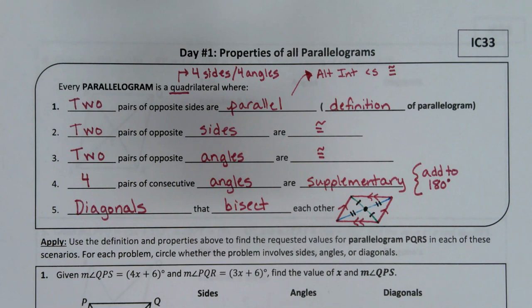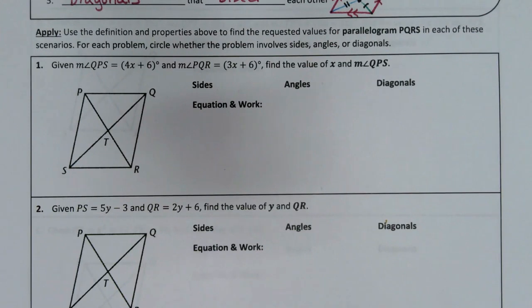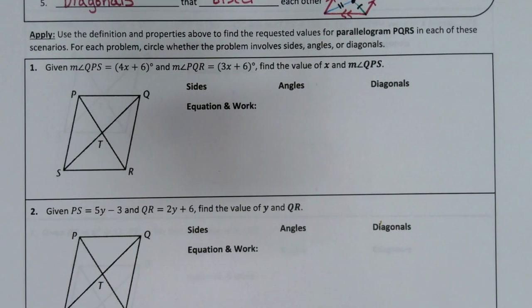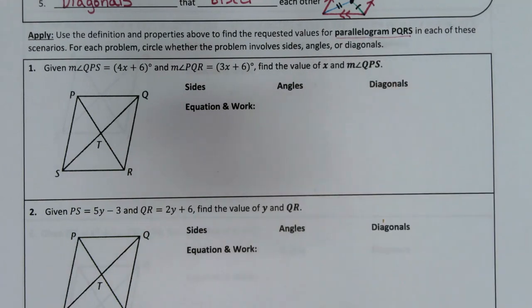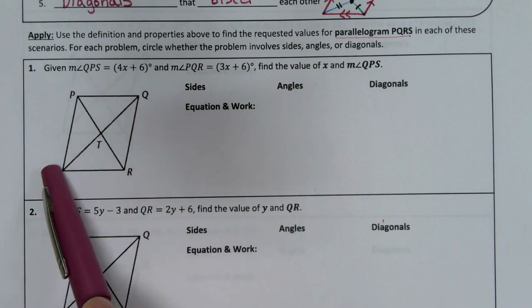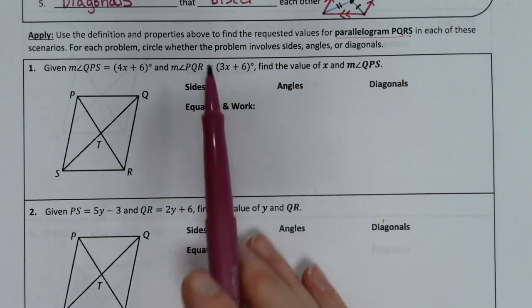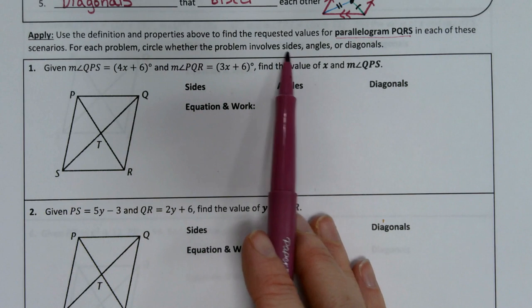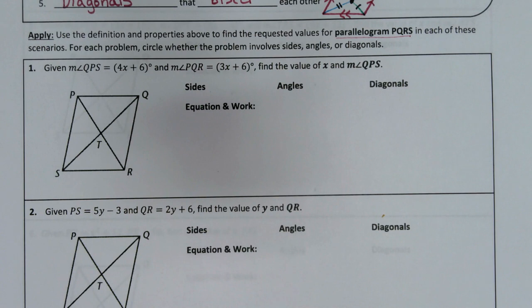All right, that's all the facts, believe it or not, that we need to know about parallelograms in order to solve the problems that are going to show up on your Standard 8 assessment. So the next thing we're going to do is try to apply that definition and those properties to find the requested values for parallelogram PQRS. They're telling us in the instructions that all of these PQRS shapes are parallelograms. For each of these problems, we're also going to make sure that we're in the right mindset by circling whether the problem involves sides, angles, or diagonals, because that will help us to decide which of the properties will be used to build the equation.